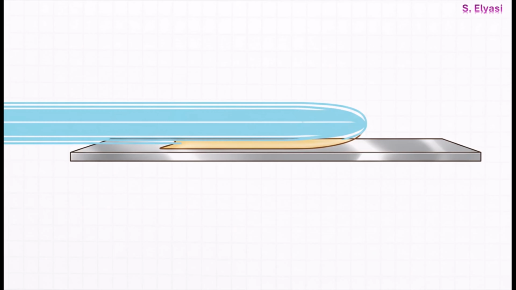So picture air flowing over something flat, like an airplane wing. The very instant that air touches the wing, a special region forms right there on the surface. And in this zone, the fluid gets slowed down a lot because of friction. And this super important area? That's what we call the boundary layer.